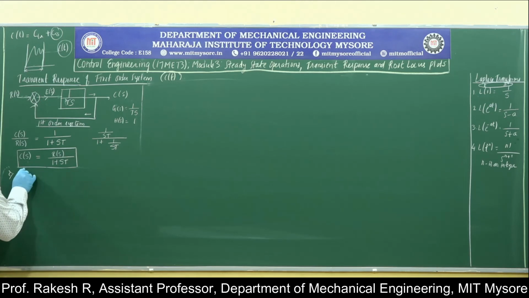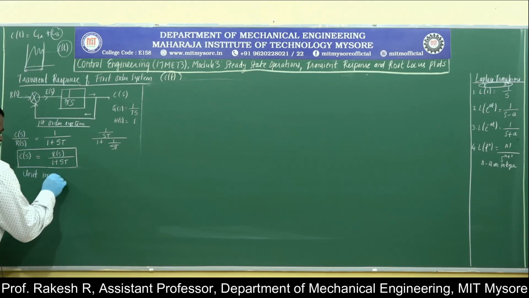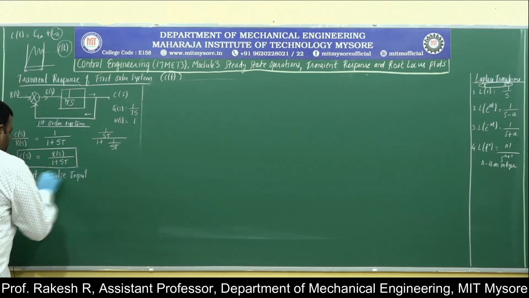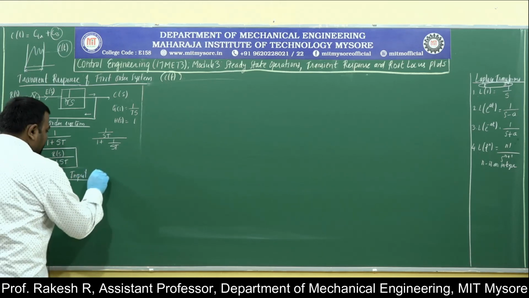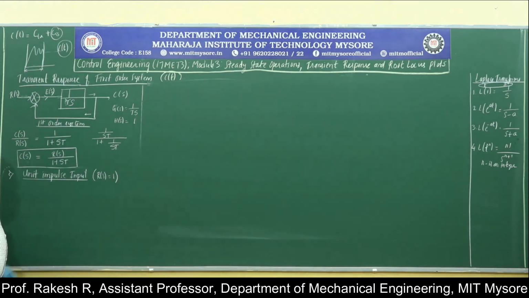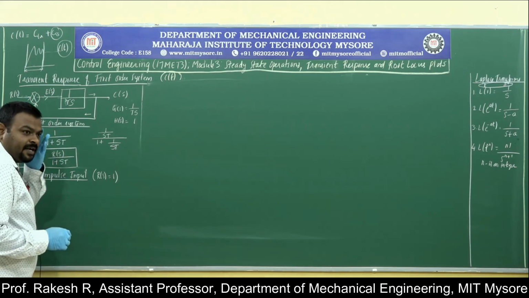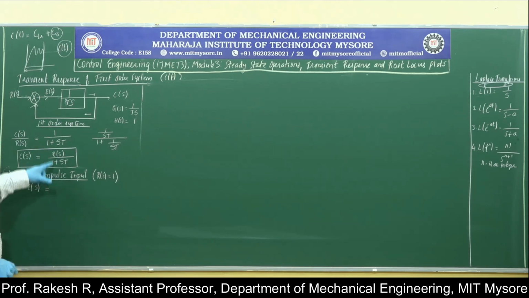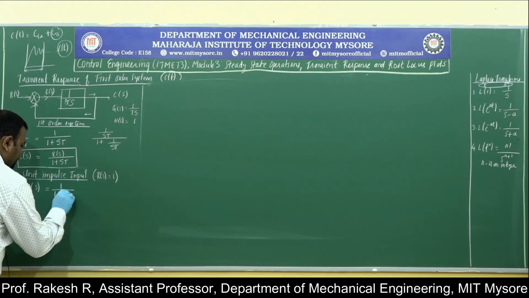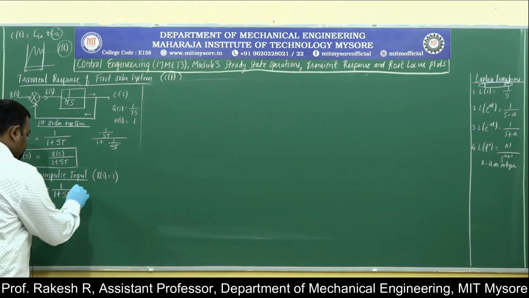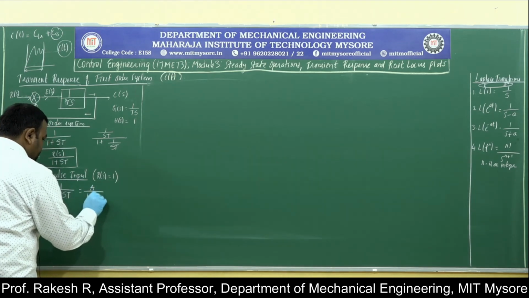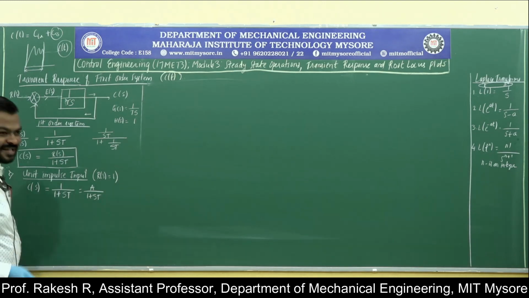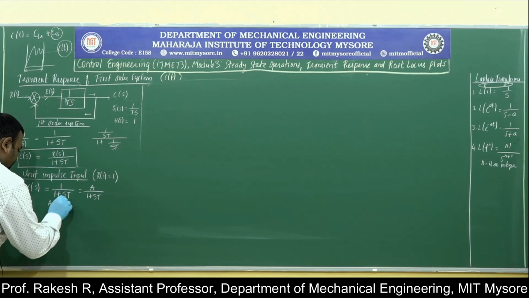The next case is unit impulse input. Unit impulse input is nothing but, directly we can write R of s is equal to 1. It is a derivative of unit step input. So let us see how to obtain C of s by R of s for unit impulse input. C of s is nothing but R of s divided by 1 plus sT. So R of s is 1, so directly 1 divided by 1 plus sT. Again using partial fractions, only one term, 1 plus sT, so directly you can write the value of A is 1. No need of simplification here.